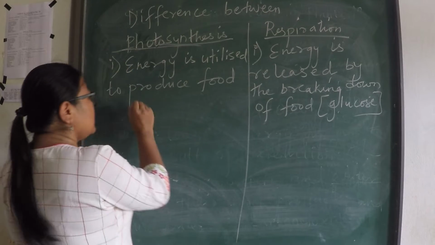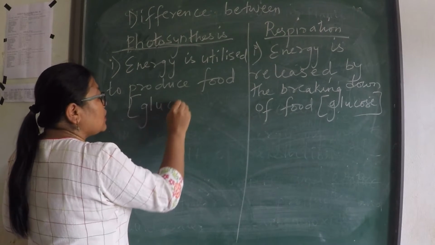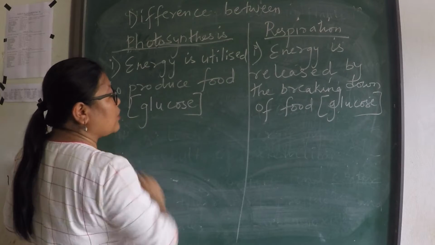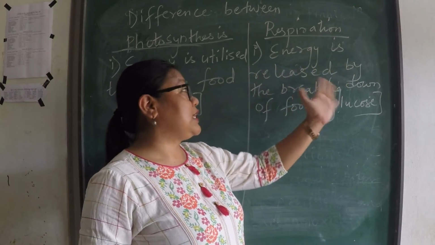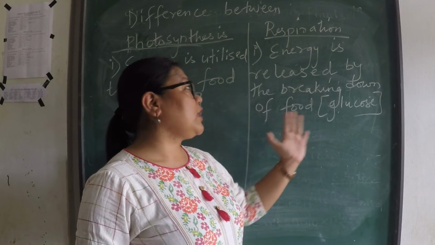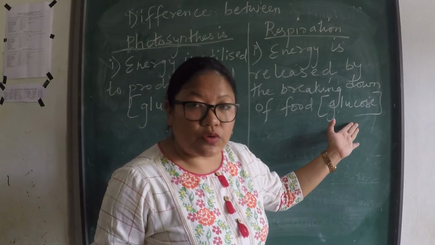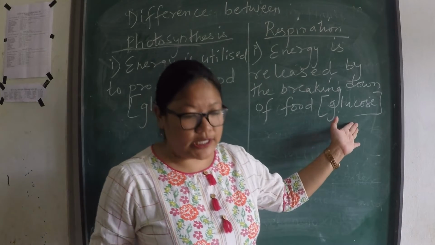What is the food here? Here also we are talking about glucose, because we know the end product of photosynthesis is glucose. And in respiration, energy is released. How? By the breakdown of food, that is the glucose that is produced during photosynthesis.